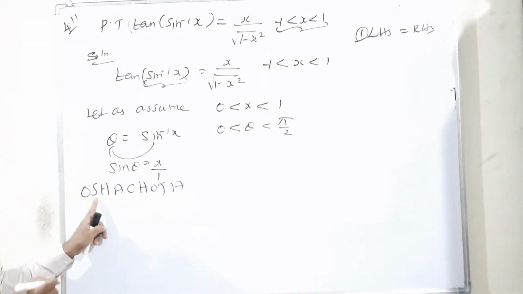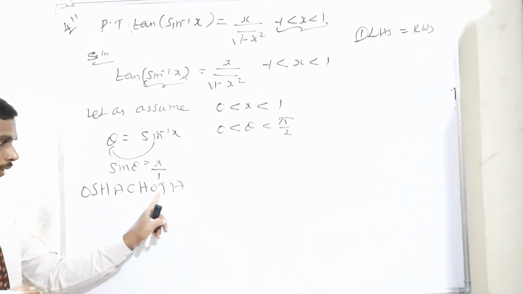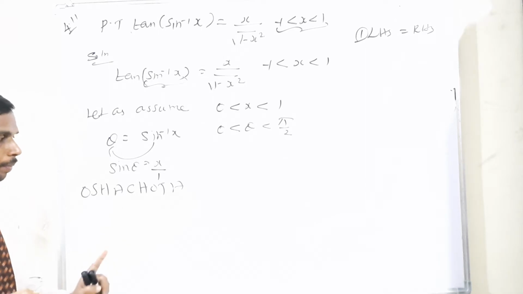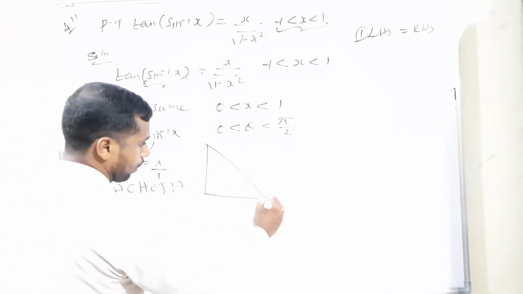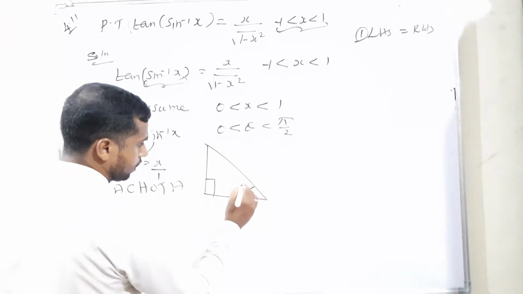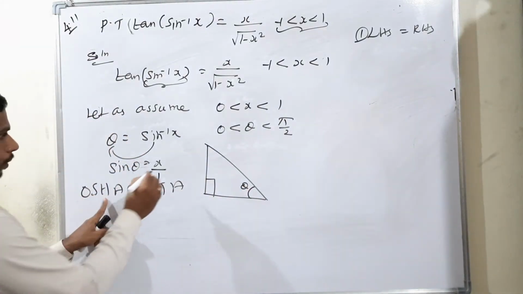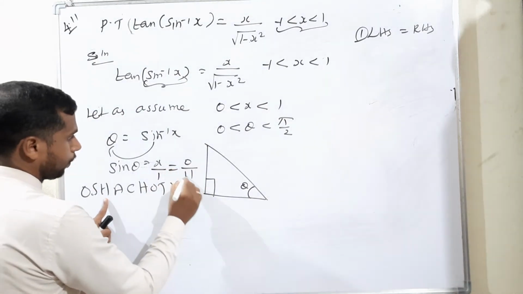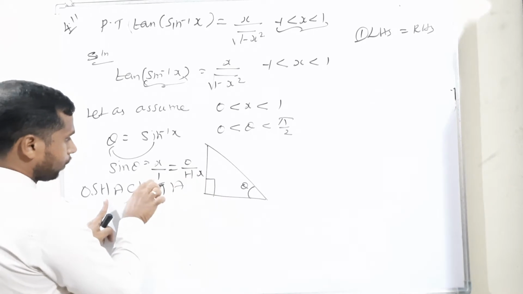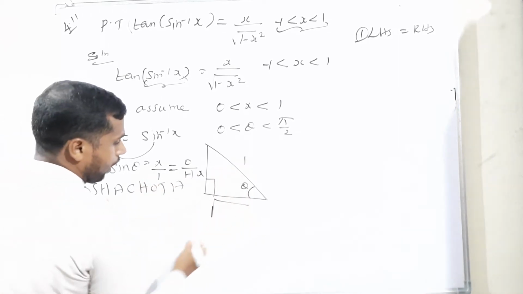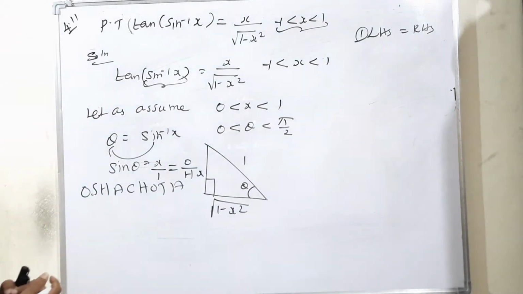What is the meaning? Sin theta means opposite divided by hypotenuse, cos theta means adjacent divided by hypotenuse, tan theta means opposite divided by adjacent. If you make a right angle triangle, this is theta, and sin theta means opposite divided by hypotenuse. So the opposite value will be x, the hypotenuse value will be 1. Therefore, the other side, adjacent, is square root of 1 minus x square.